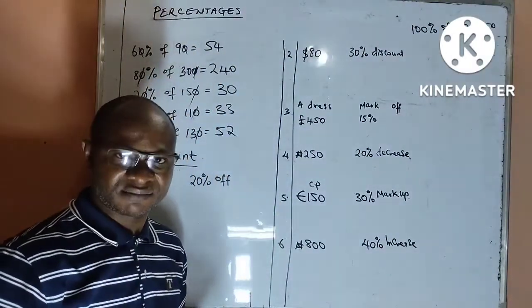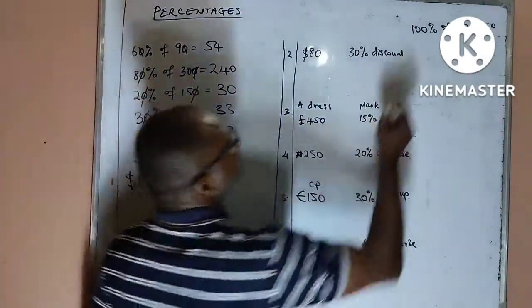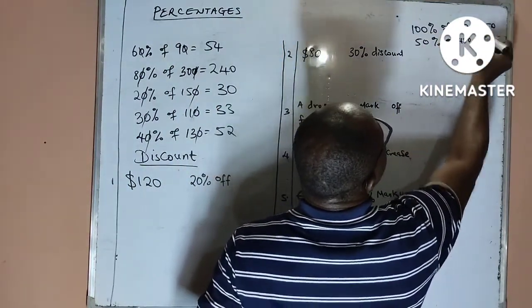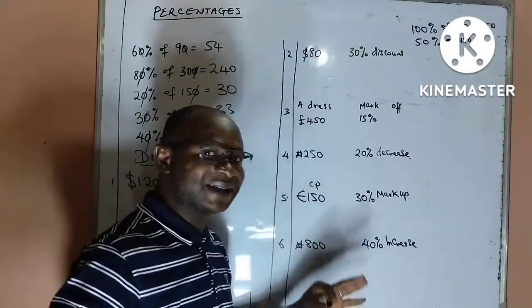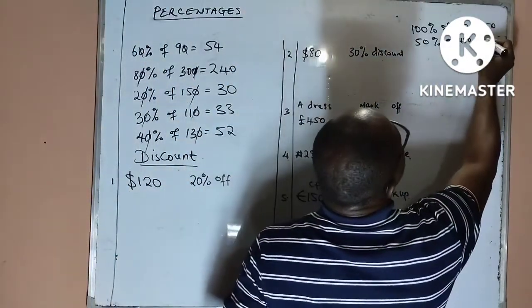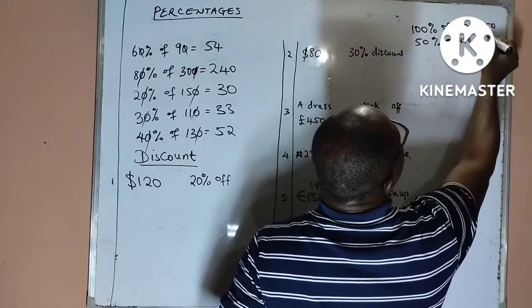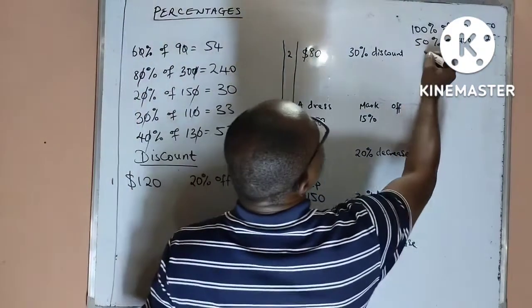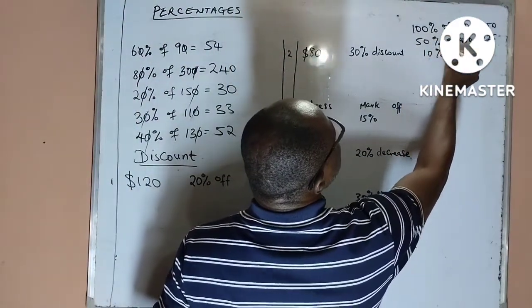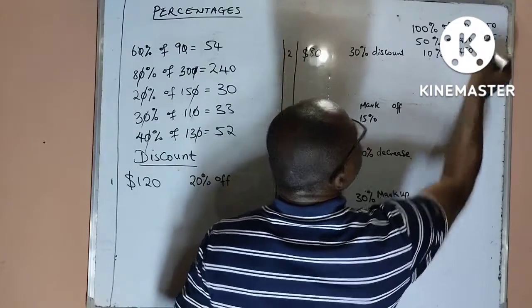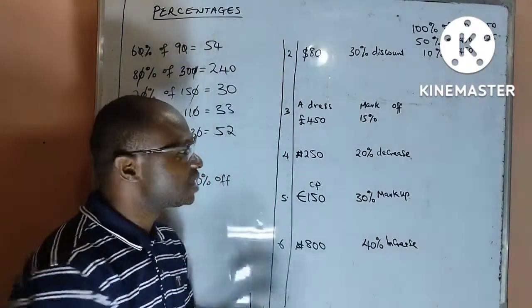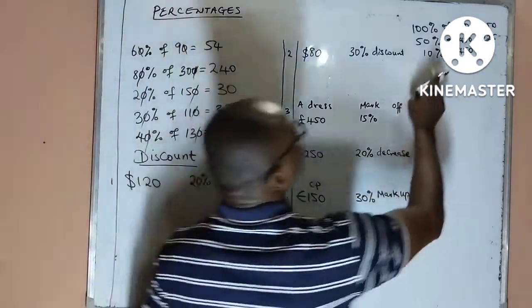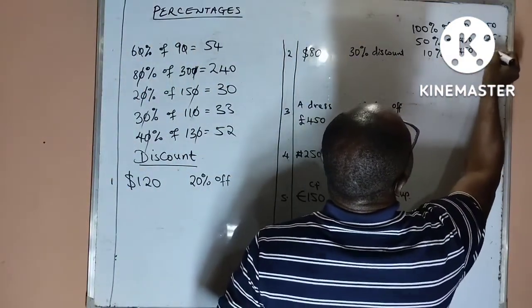If I want to find 50% of any number, 50% of 450 is simply half of the number. Divide that number by 2, which is now going to give me 225. Okay? Now, if we want to find 10% of 450, in my first video I said 10% of any number is simply divide that number by 10. So 10% of 450 is 45.